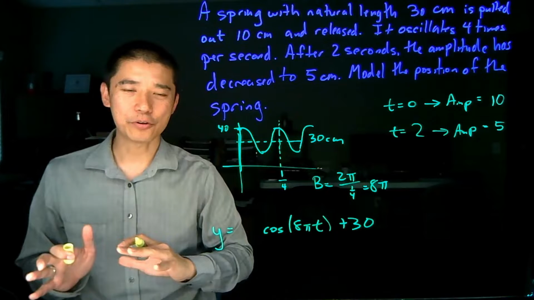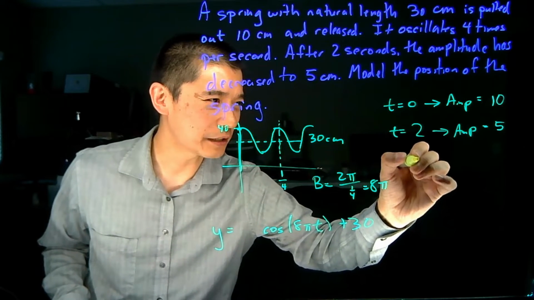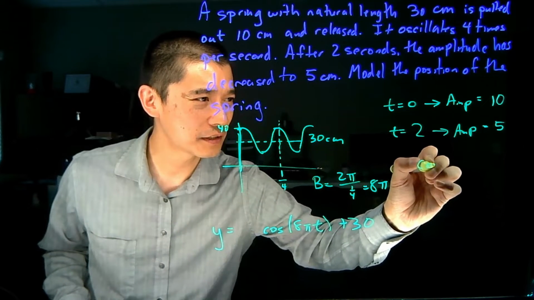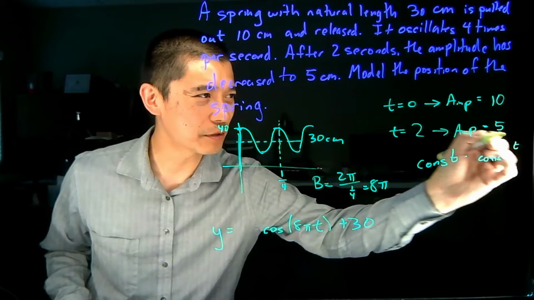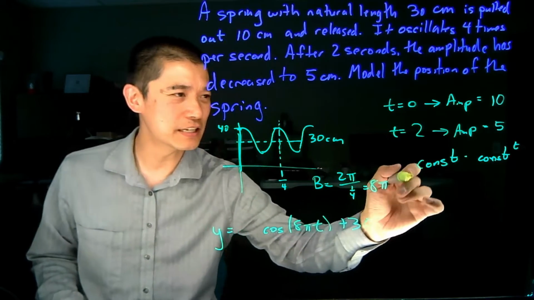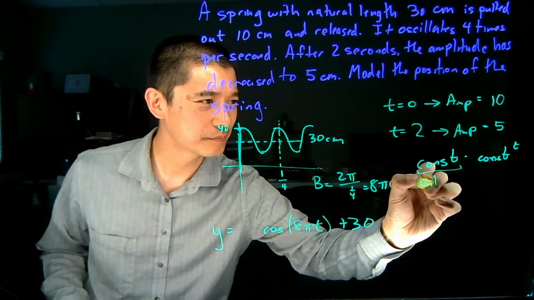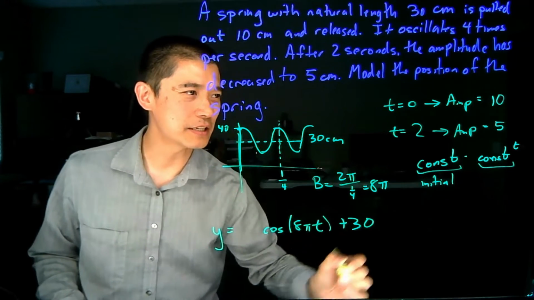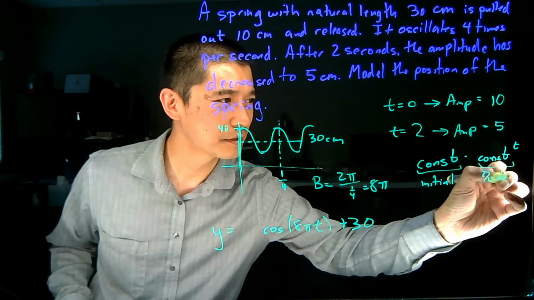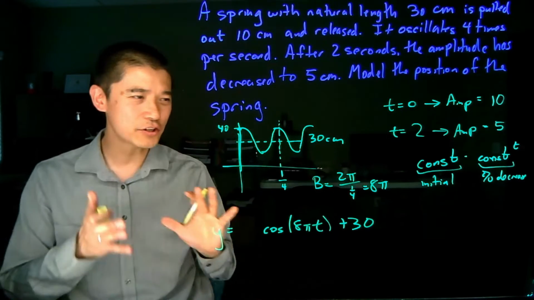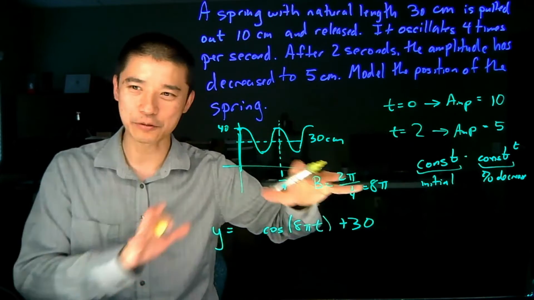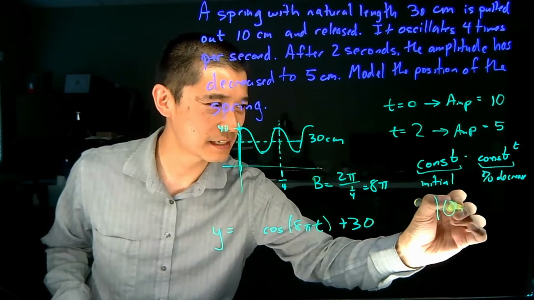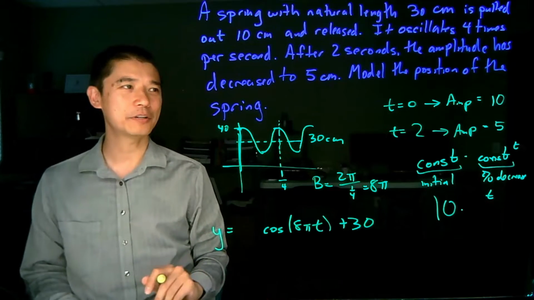Now, in general, what our formula will look like, it'll always look like some sort of constant times another constant to some power t, right? So this is usually the initial value, and this is the percent decrease. And our job is to figure out what these things are. Well, the initial value, obviously, that's going to be 10, because then when t equals 0, that's the starting point. So it's going to be 10 times something to the tth power.